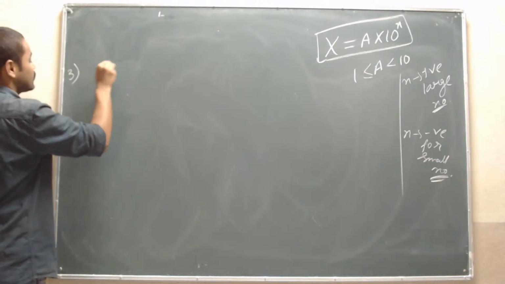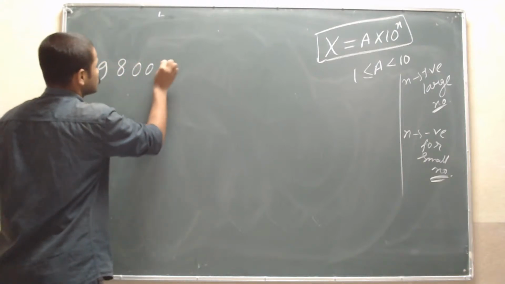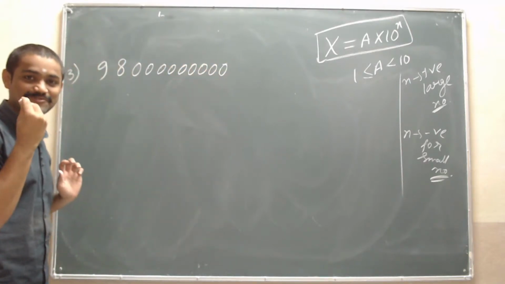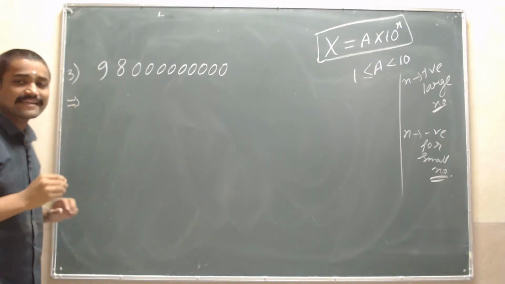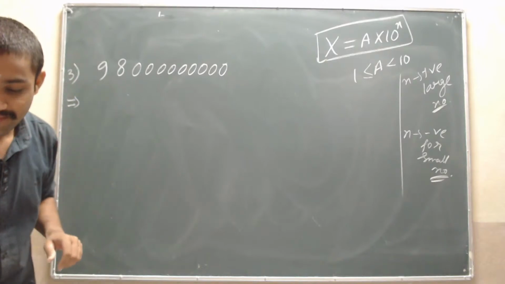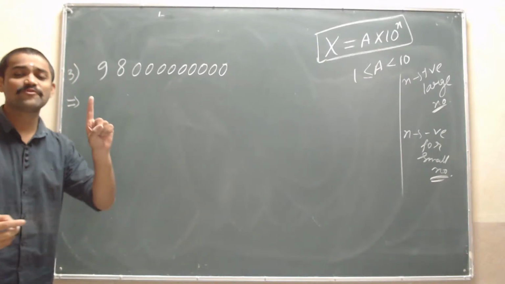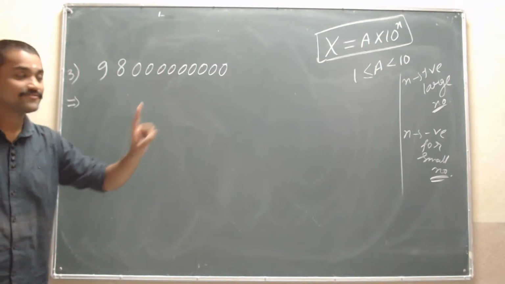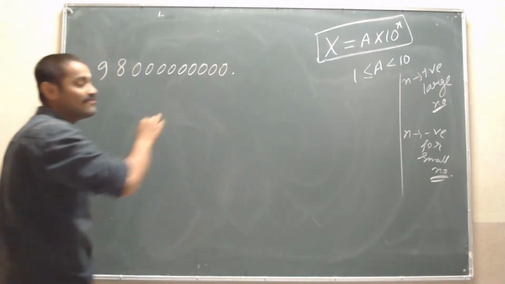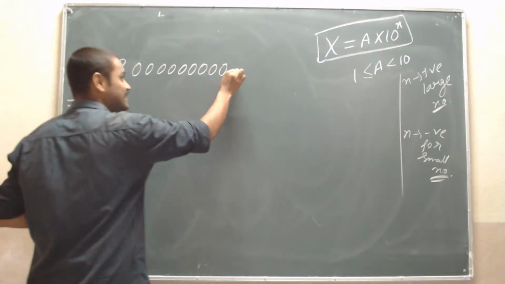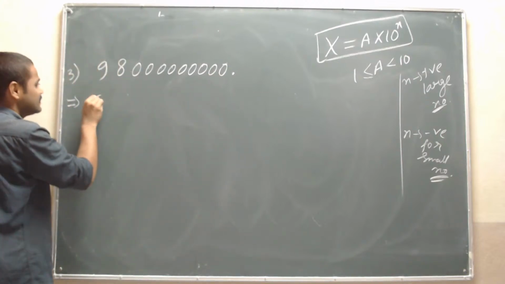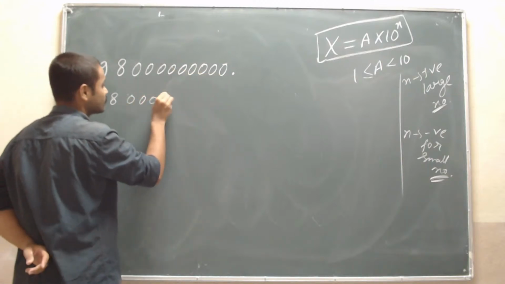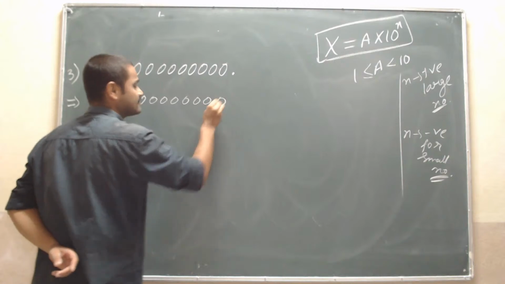9, 8, 1, 2, 3, 4, 5, 6, 7, 8, 9. Okay, students, first step, what we have to do here? First step, we have to point out where is the decimal point. We have to put the decimal point here and write as it is: 9, 8, 1, 2, 3, 4, 5, 6, 7, 8, 9.